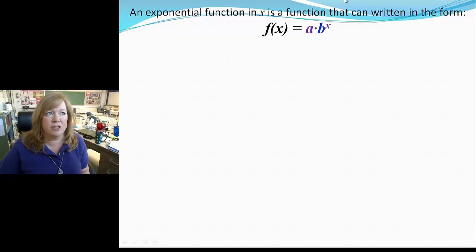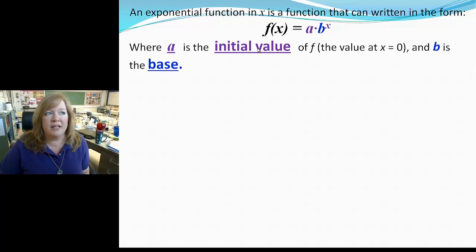You know what an exponent is? It's like a power. So an exponential function is a function that can be written in the form a times b to the x, and this time our variable is the exponent, and you may not have seen that before. A is called the initial value because if I put a 0 in for the x, anything to the 0 power is 1, so it would leave this constant out in the front. And b is called the base.